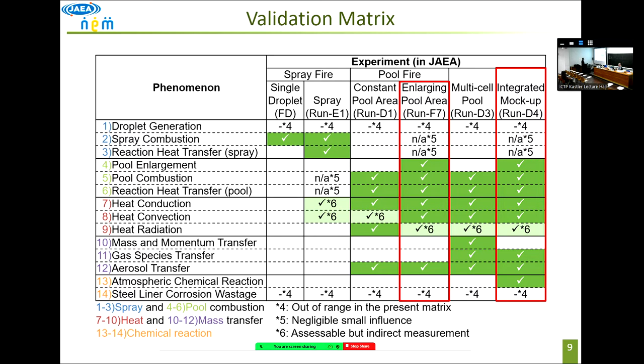And it is also worth mentioning that almost all of those experiments were done before 2000. And currently, it is not easy to make all the experiments in one organization. And in that sense, international collaboration is also of importance.